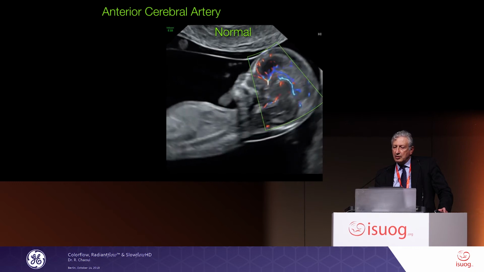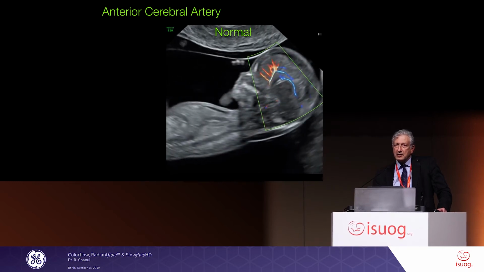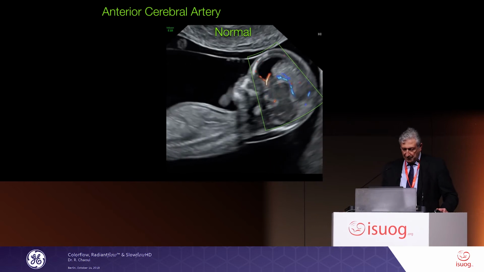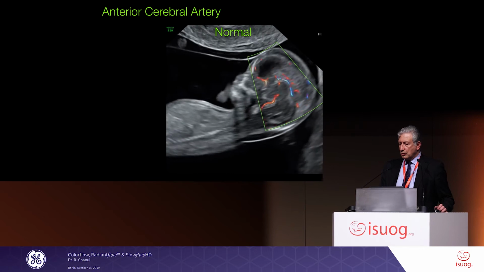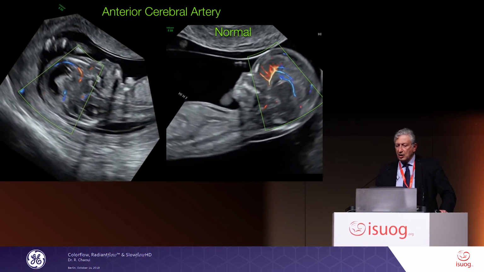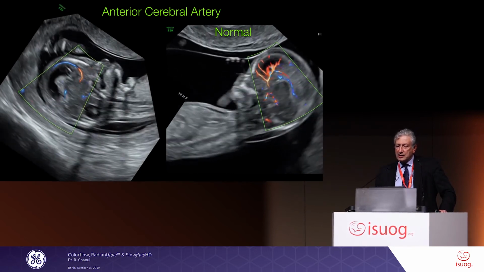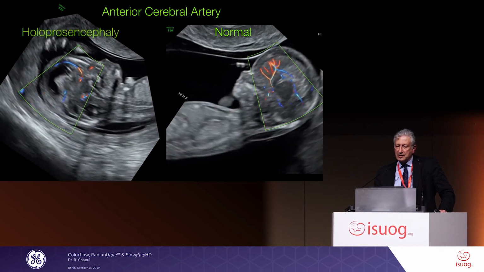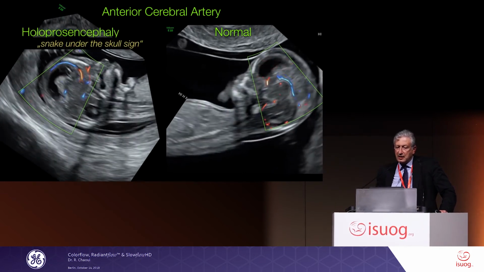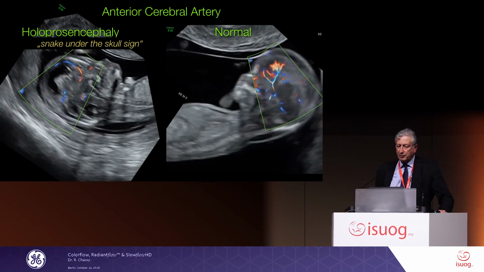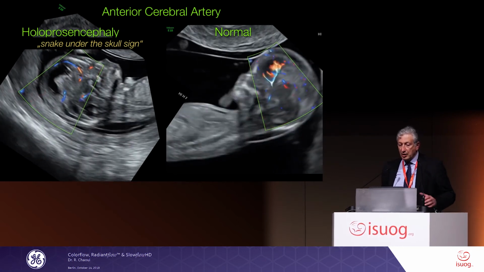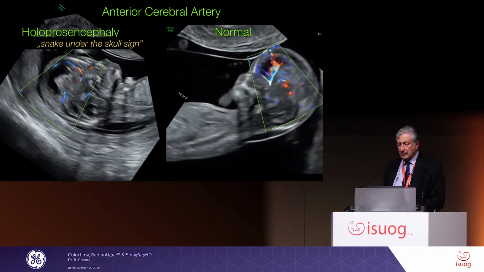In all holoprosencephalies except the middle interhemispheric variant, you will have no corpus callosum, and you see here typically one artery, the anterior cerebral artery, just under the skull. And this was described by Jean-Pierre Bernard as the snake under the skull sign. And this can be used if you have suspicion of holoprosencephaly for confirmation, or in cases where you have a previous history, so you can demonstrate that this vessel is not present this way. So this is a typical one.